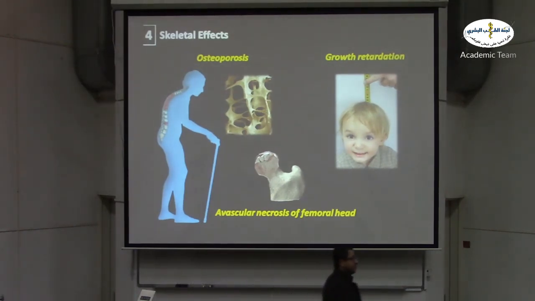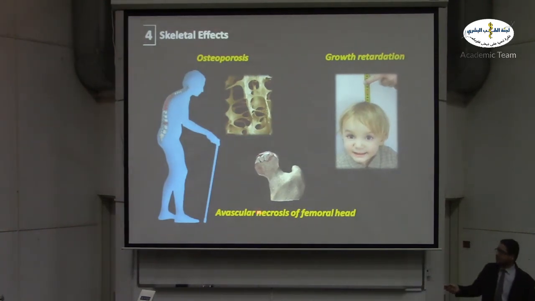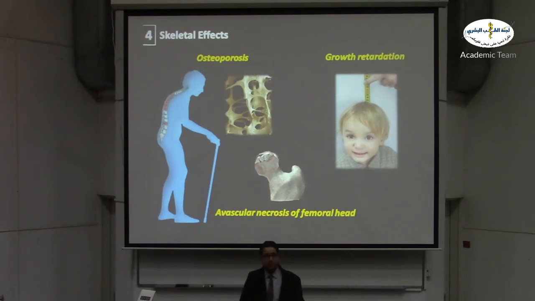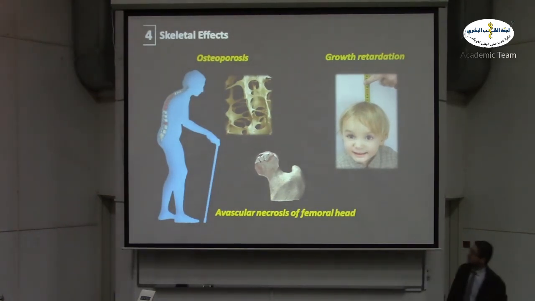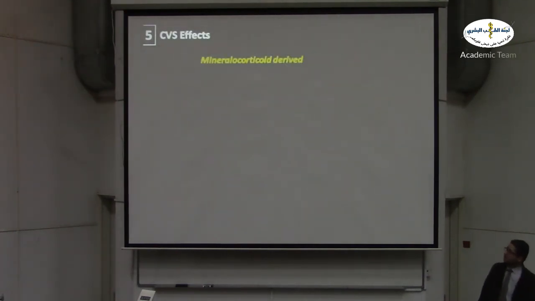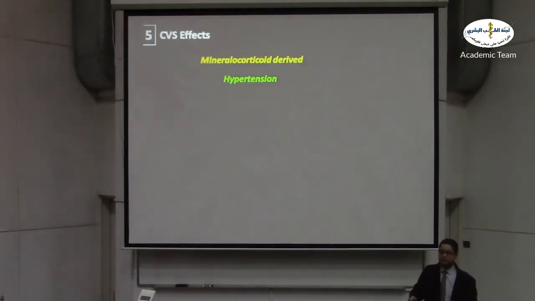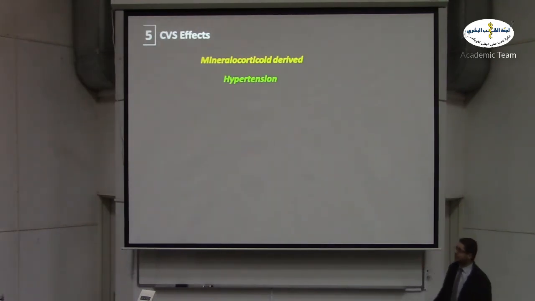In the musculoskeletal system, the baby suddenly starts limping. The reason is that there is avascular necrosis of the head of the femur. In addition to that, we are always afraid of using the drugs in any kind of pediatric age group, because of growth retardation or closure of the epiphysis. Then go to the cardiovascular system, including hypertension and so on. The important thing is that these are mineralocorticoid derived, because even if you give hydrocortisone, you still will have some mineralocorticoid effect.